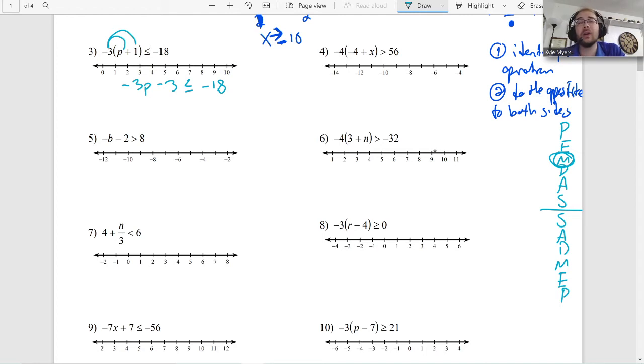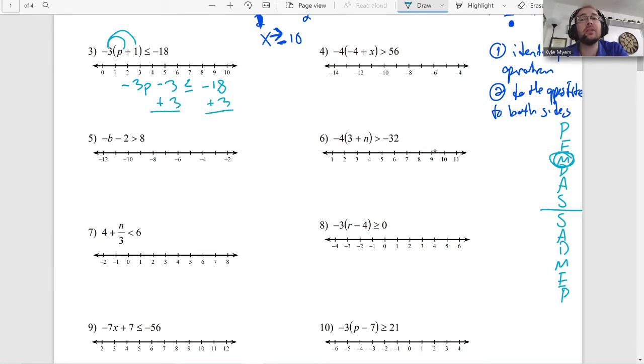SADMAP, now we're going backwards. We want to try to add or subtract on both sides. PEMDAS, one side, SADMAP, both sides. Right? Notice negative 18 wasn't affected. That was PEMDAS. If I do something to both sides, then the negative 18 is going to be affected as well as the left-hand side. So I want to add 3 to both sides.